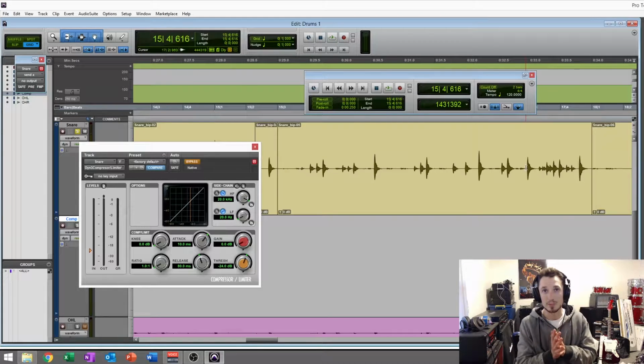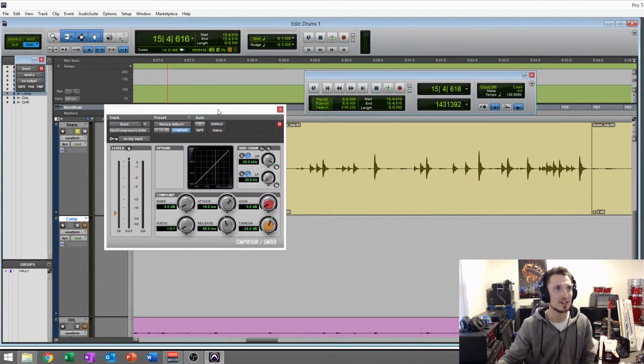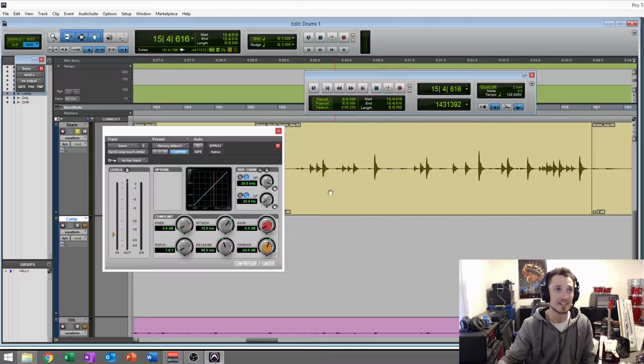What we can do with a compressor is lower the distance, okay, between our quiet peaks and our loud peaks, okay? We can even it out. So I'm going to turn my compressor on. Now in its current state, it isn't going to do anything.